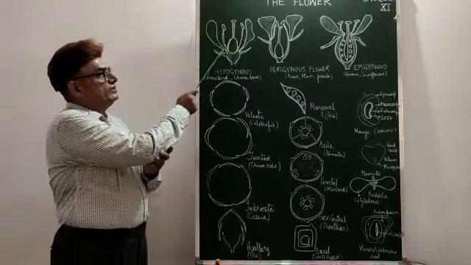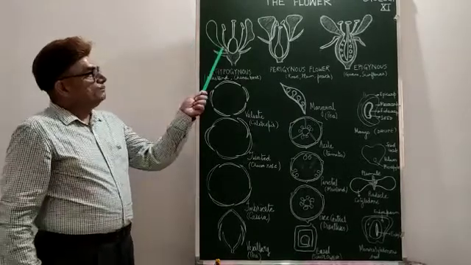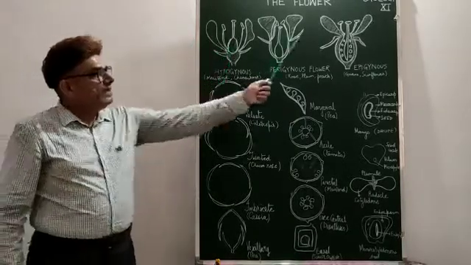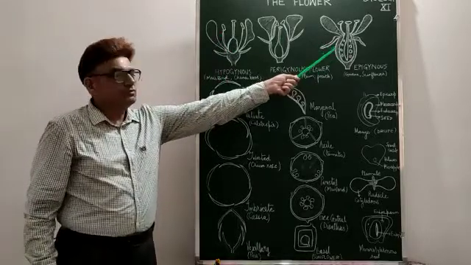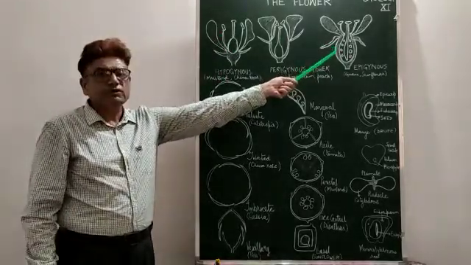Now let us take up the gynoecium again. Gynoecium and the ovary. Ovary has got numerous ovules, sometimes one ovule, sometimes more than one ovule, depends upon the flower.